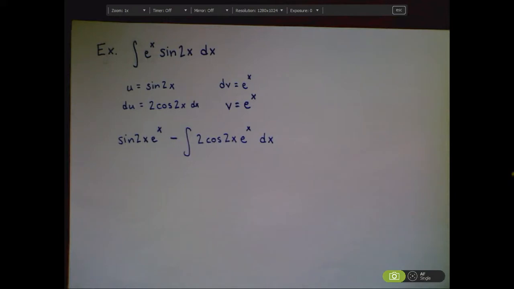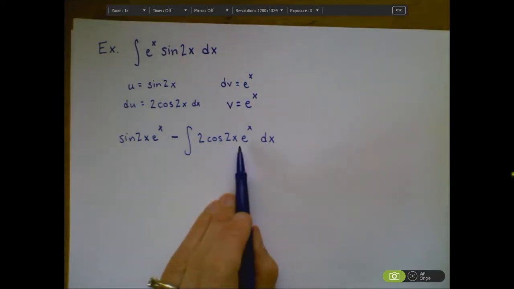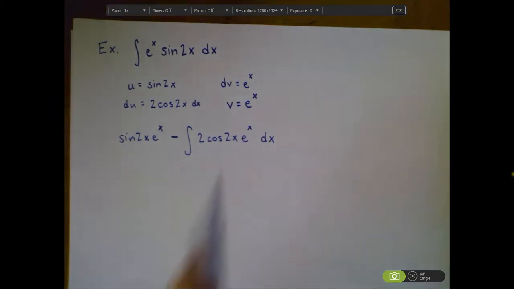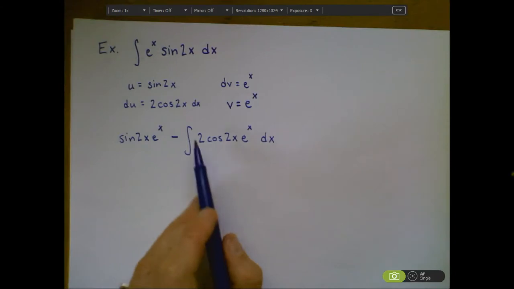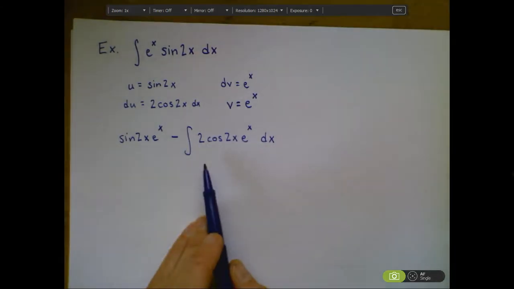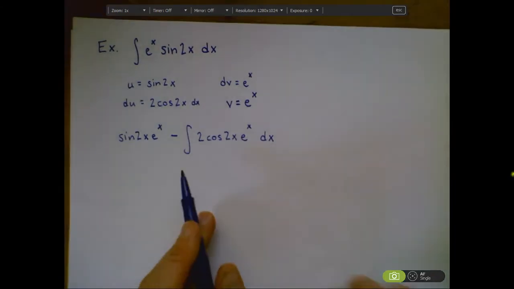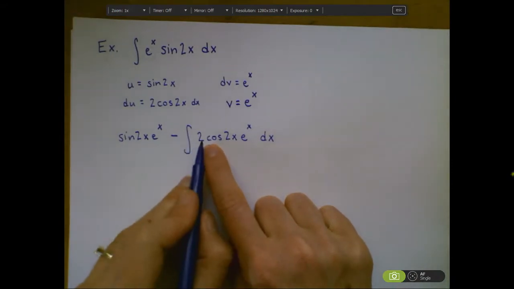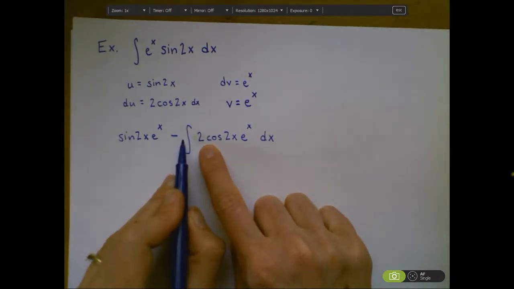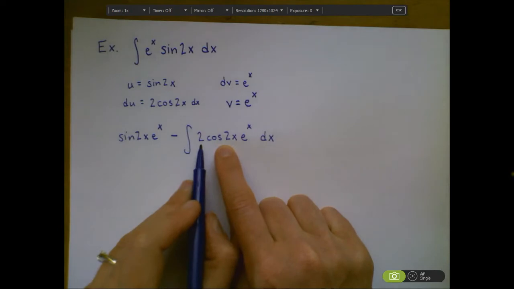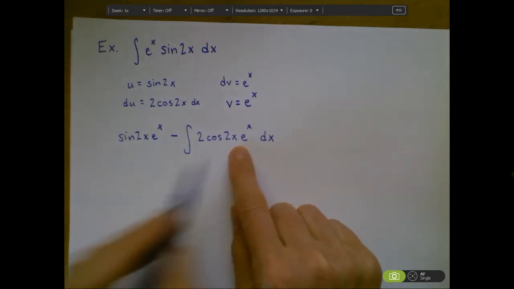And you say to me, well, Carolyn, this doesn't look like it's gotten any easier, right? That we're sort of back at where we started. And I say, well, do not despair. We will do one more step of this, and then everything will become clear. So let's do this one more time. I'm going to factor out the 2 so that we don't have to deal with it. And we're going to do by parts again.